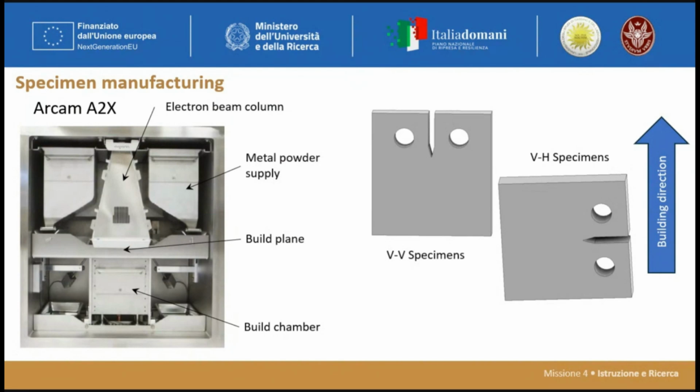But we analyzed 2 situations. In one, the crack was growing in the horizontal direction, that is, perpendicular to the growth direction. In the other case, the crack was vertical, that is, parallel to the growth direction. Obviously, the plates were similar, but they were machined by simply rotating the holes and the notch.